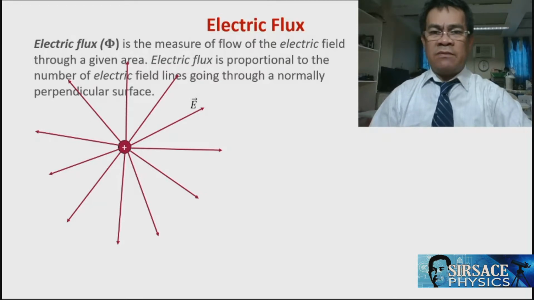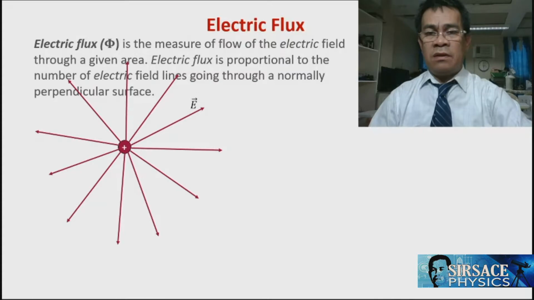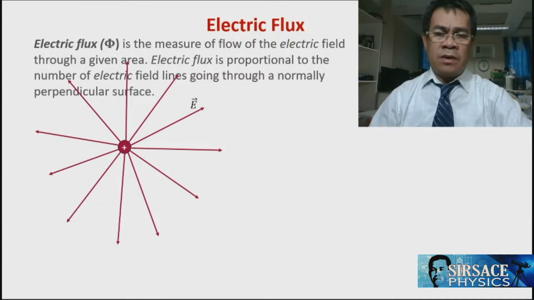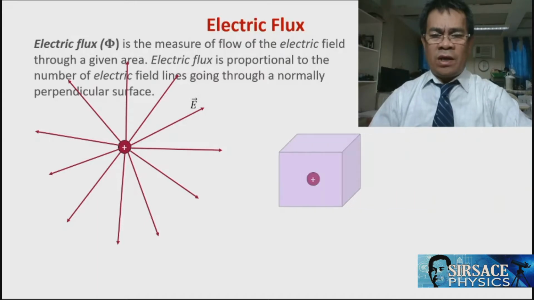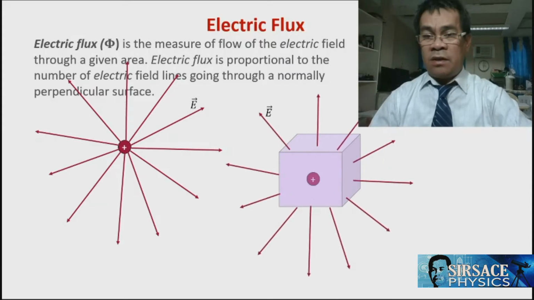And remember that this flux is proportional to the number of fields. So the greater the number, more fields, more flux. Therefore, in order to produce flux, we need the area. So suppose again we have this charge, and we enclose that charge in a box. So the question is, do we have the flux?